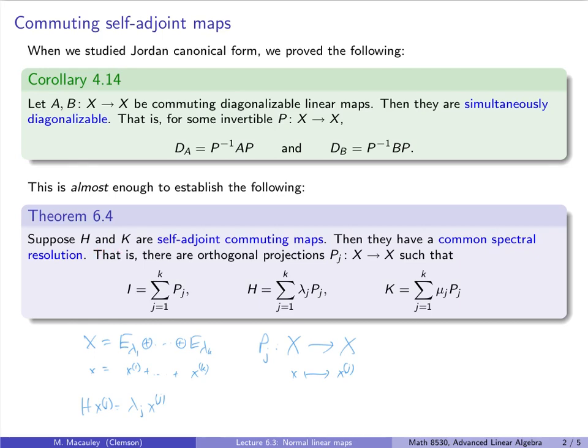And then this, to fill in the gap from what I said almost, we also proved in the previous lecture that eigenspaces corresponding to distinct eigenvalues are orthogonal. So these are not just the direct sum of complementary subspaces. These are orthogonal complements. And that's the piece that is needed to conclude that they have a common spectral resolution.